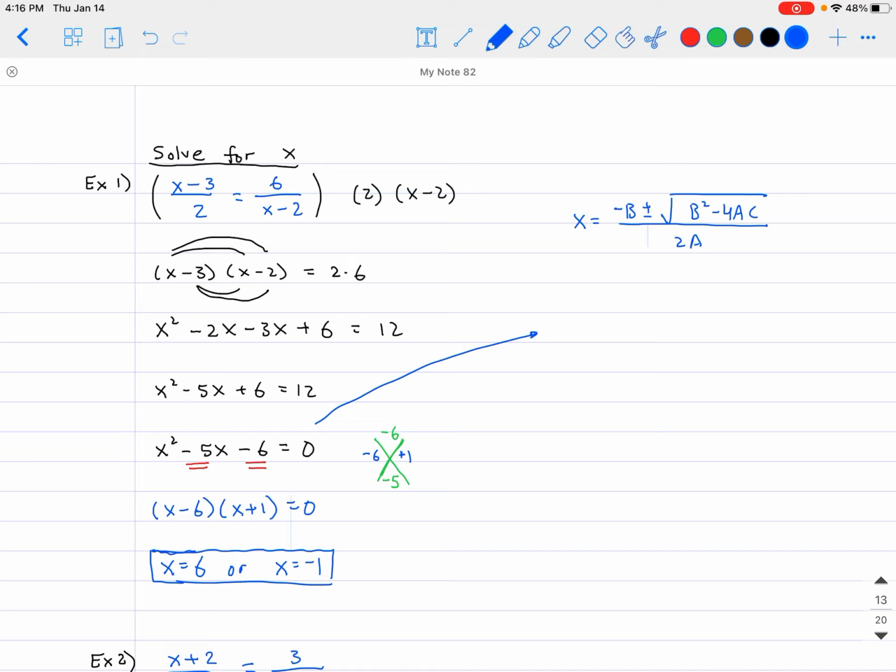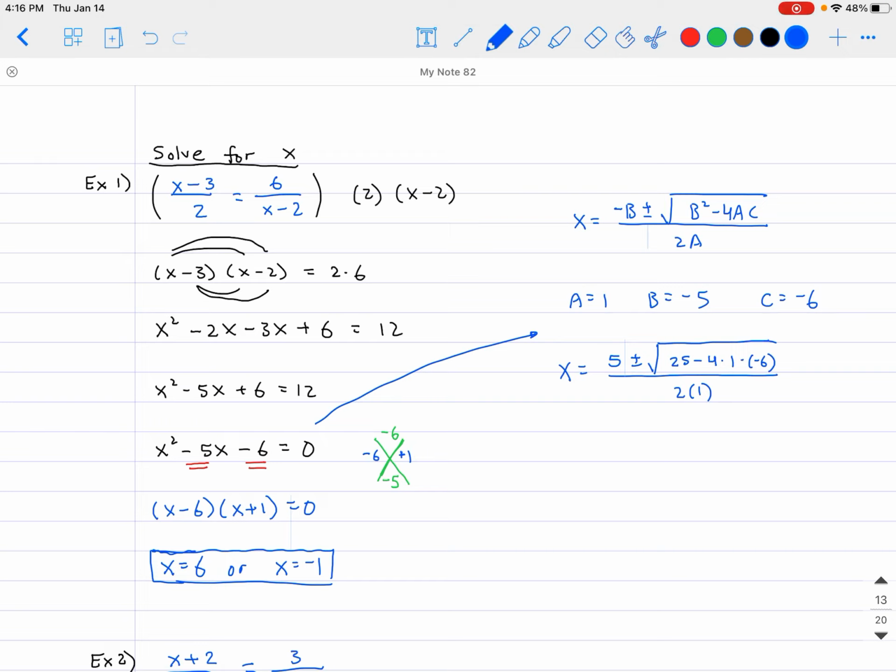In this case, a is equal to 1, b is equal to -5, and c is equal to -6. So let's go ahead and throw it all in there. x is equal to positive 5 because it's -5, and then plus or minus the square root of b squared, which is 25, minus 4, multiplied by a, which is 1, times -6, which is c, all divided by 2 times 1.